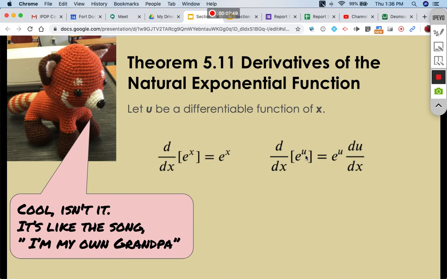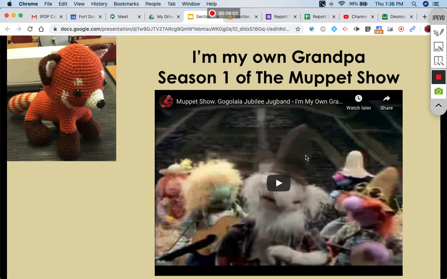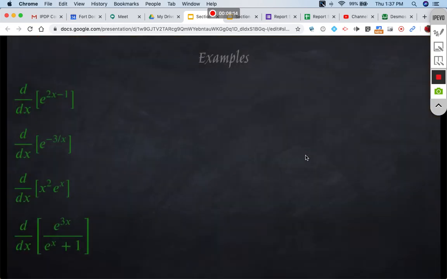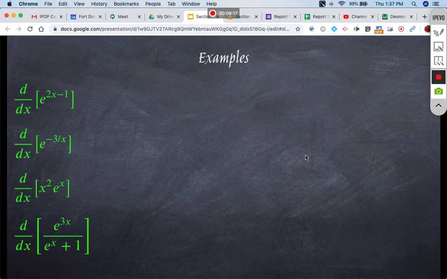So, going silly on you here. We're about the end of the class, so we can be silly in here. If you're familiar with the song, I'm My Own Grandpa, I believe it was written by Ray Stevens, but again, if you have my slideshow, you can watch this. This is when the Muppets did it, because I like the Muppets. I'll put the link to this video in the description if you don't have my slideshow and you want to watch the Muppets sing I'm My Own Grandpa. Enjoy! Calculus should be fun, right?